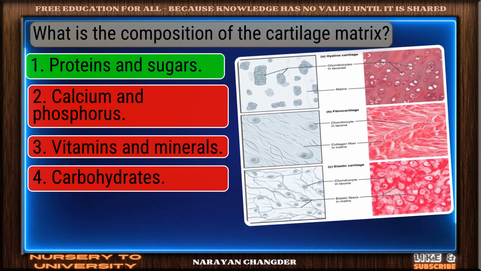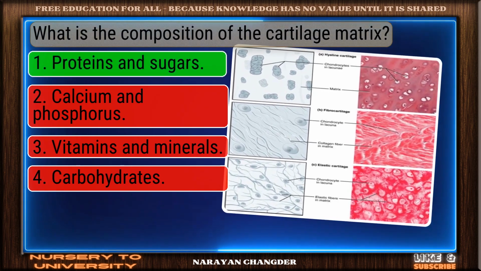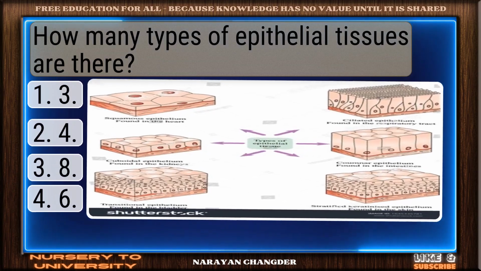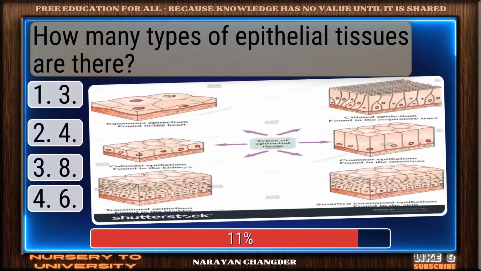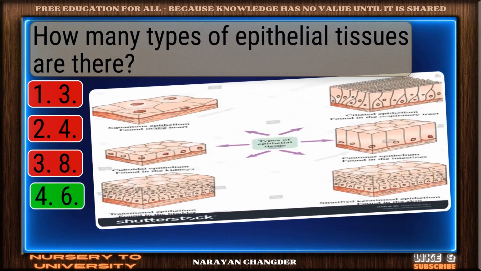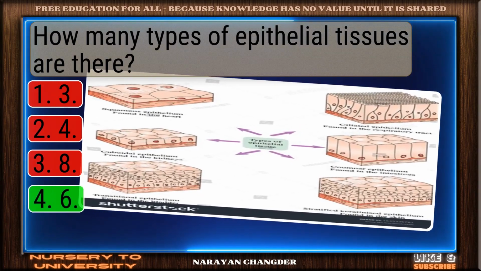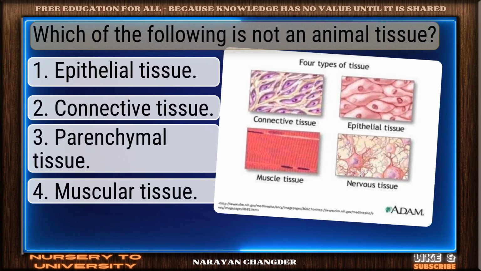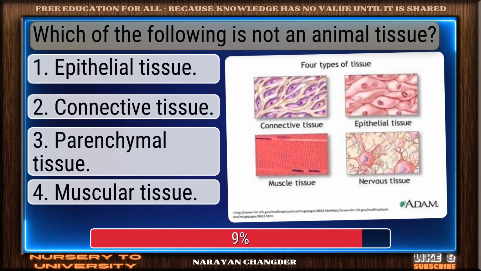On track. Proteins and sugars is the correct answer. Question number 72. How many types of epithelial tissues are there? Exactly. 6 makes sense and it is right choice. Question number 73. Which of the following is not an animal tissue?